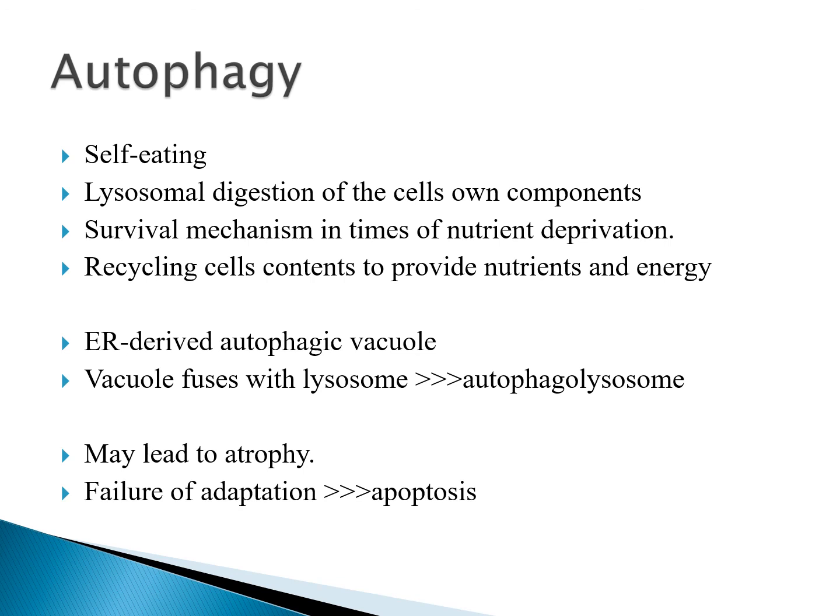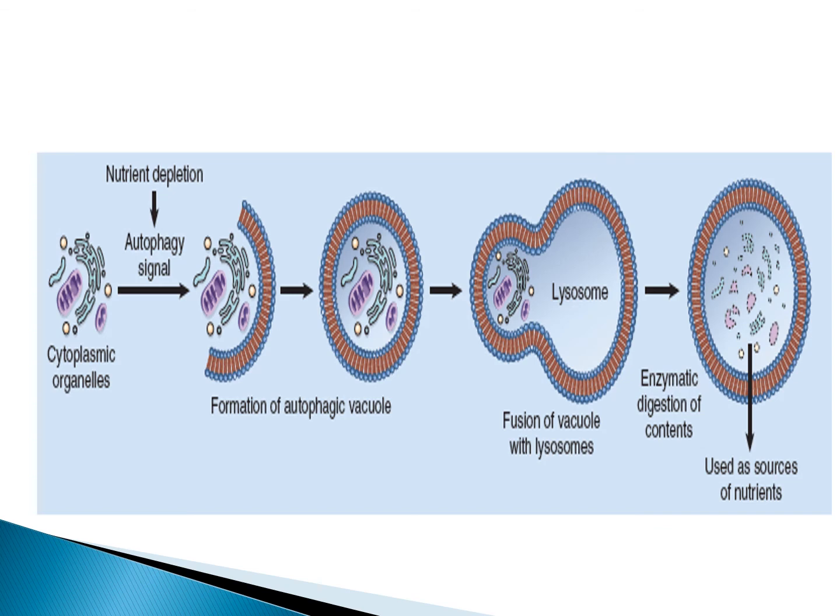Now, autophagy is one of the mechanisms by which cells undergo atrophy, if you remember from the adaptation lecture. However, if the cell fails to adapt by autophagy and the starvation is very severe, the cell will choose to go into apoptosis. So this is what I have meant by autophagy.